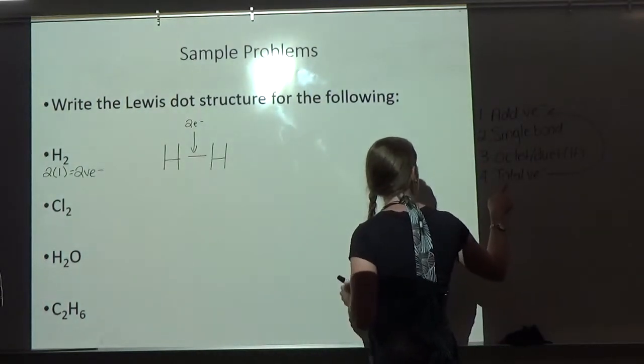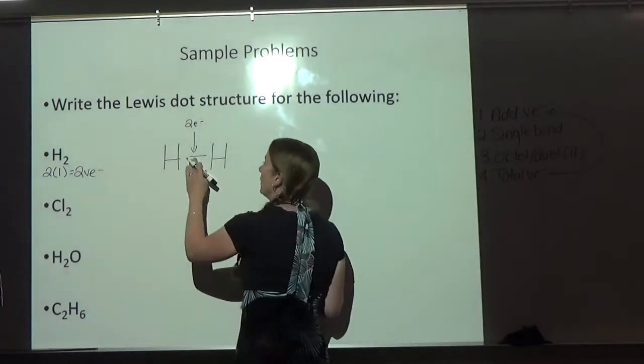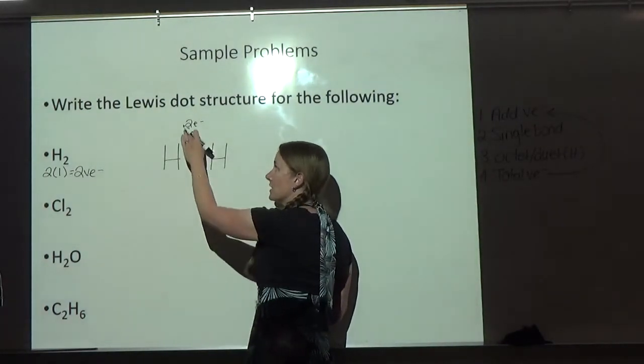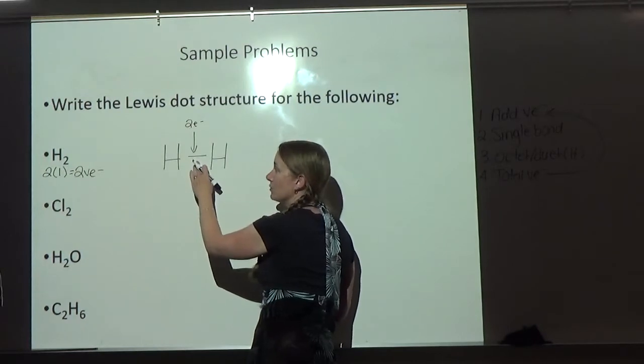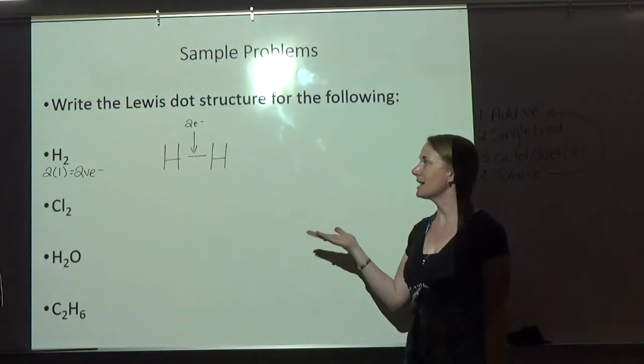So then the last one is add up the total valence electrons and compare it to step 1. Well, I told you a bond is 2 electrons, so I have 2 electrons in my Lewis dot structure. I'm allowed to have 2 electrons, and so that's my structure.